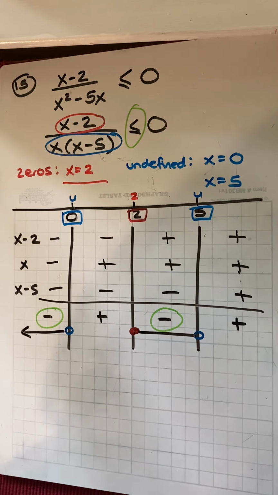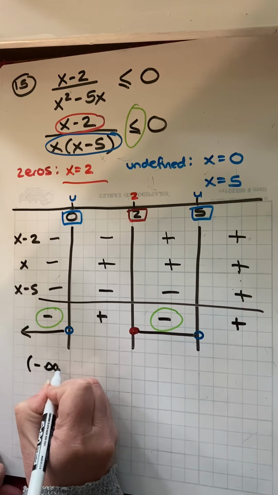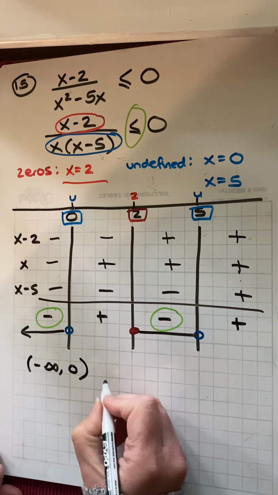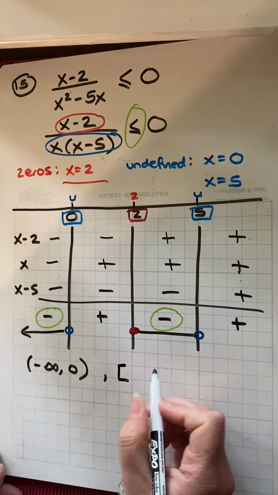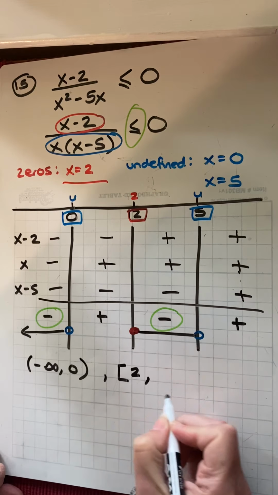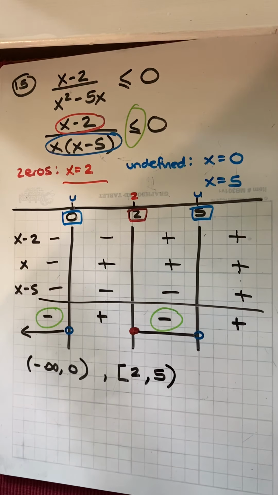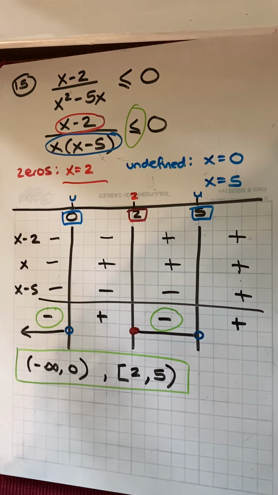And then you can either write that as an inequality, or you can write it in interval notation, which is better. So you would go from -infinity to 0, not including 0. So you're going to put a round parenthesis. And then you would start at 2, including 2. So you're going to use a square bracket. And then you're going to go to 5, not including 5. So you're going to have a round parenthesis. And that would be your final solution.